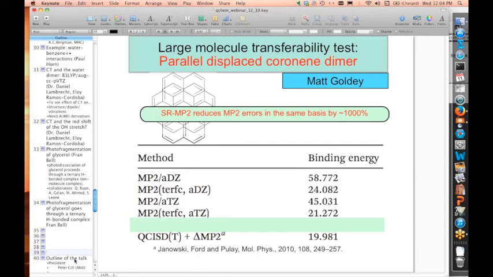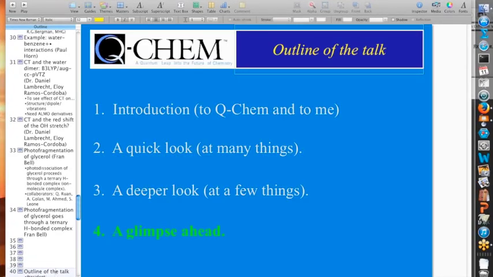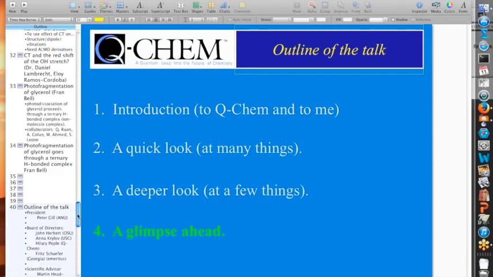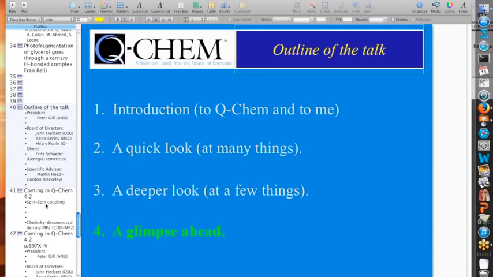It's a nice, cheap tool for reducing the errors of finite basis MP2, and in that sense, it's a competitor for dispersion-corrected DFT. All right, so I'm now going to wrap up over the next couple of minutes. I just want to comment again that because Q-Chem is really a development-driven company, we have a lot of exciting things coming in the future. The next release beyond 4.1 will be version 4.2 that will come out roughly in April or May of next year. And it will have a bunch of exciting new things.